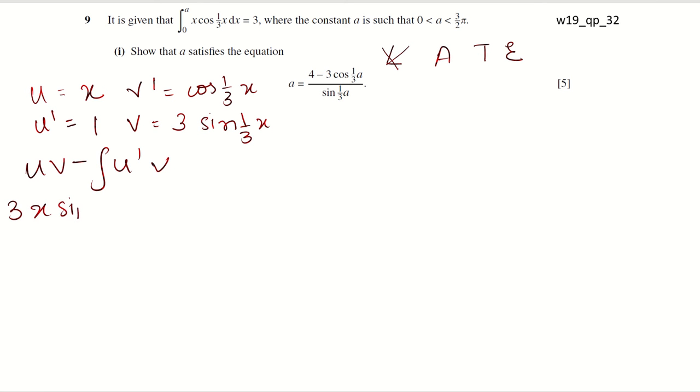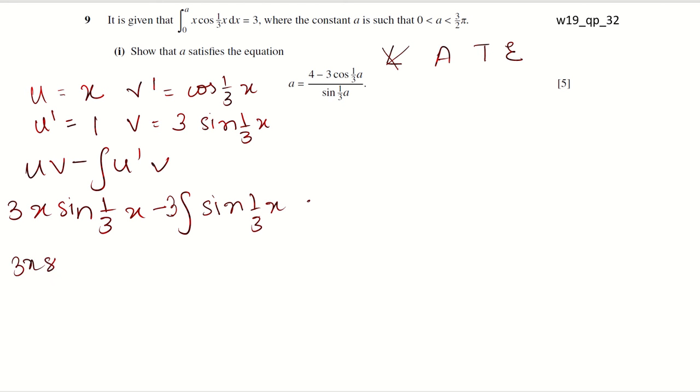so 3x sine 1 by 3x minus integral of u prime, which is equal to 1. So I'm not writing 1 over here, because it's going to be multiplied, not added or subtracted, right? So I'm just not going to write it. v is 3 sine 1 by 3x, and I have to write it. So I'm going to take the 3 out of the integral, right? And sine 1 by 3x will be inside the integral.